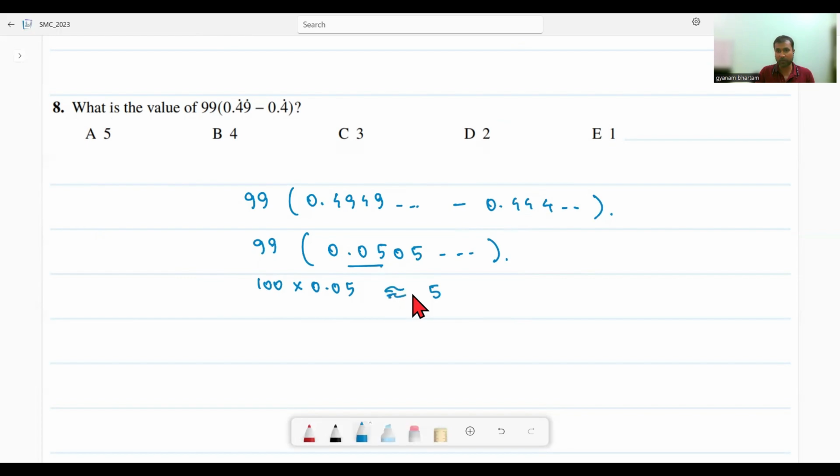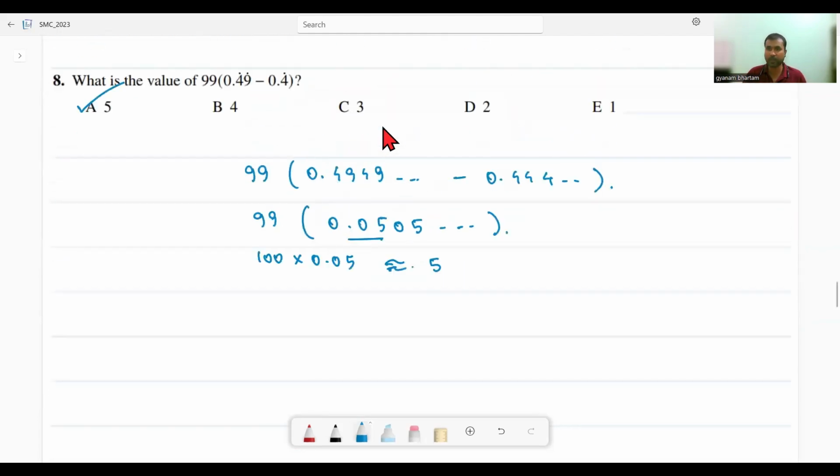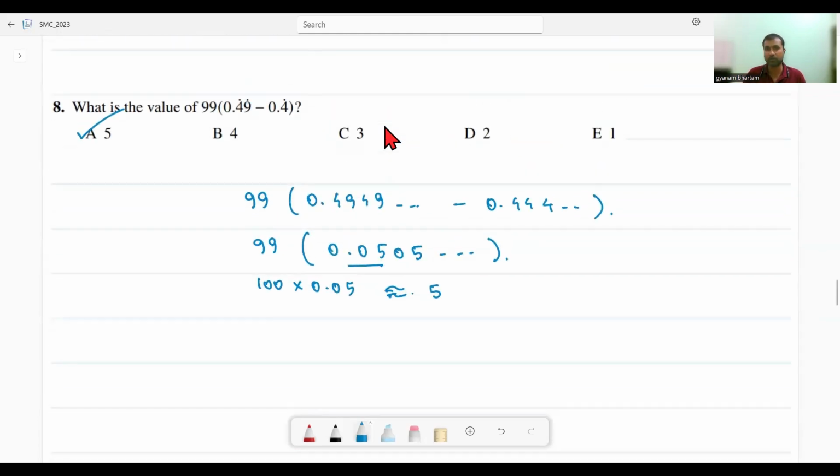Okay, approximate value, so 5. You can just estimate 5 times. You have to save time. Okay, so I think this is how we can do it quickly.